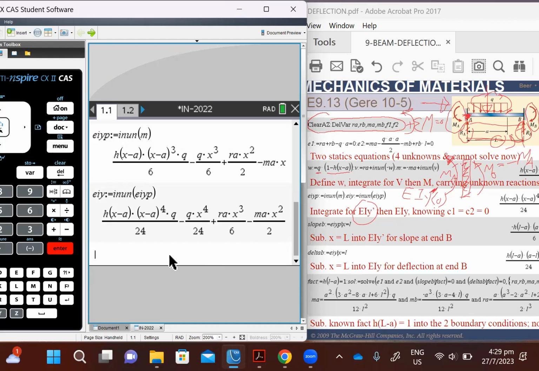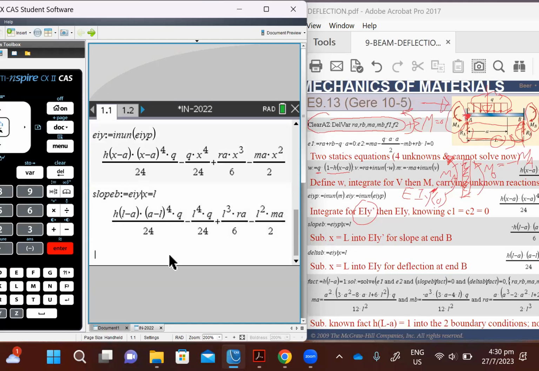Okay, then you can do all kinds of things. For example, you can substitute x equals L for the slope at B. So let's call it slope B. The right-hand end is going to be EIY prime. That's a general solution for Y. But let's evaluate it with this vertical bar for evaluation of x being L. At the right-hand end, that is the slope at the right-hand end.